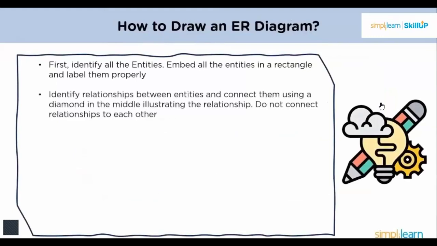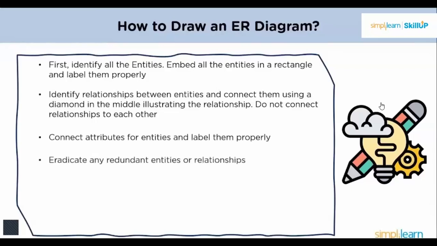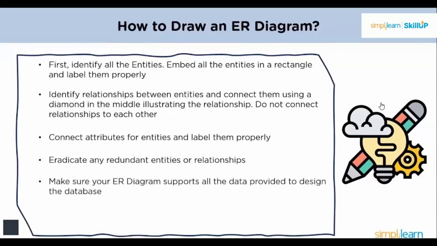Identify relationships between entities and connect them using a diamond in the middle illustrating the relationship. Do not connect relationships. Connect attributes with entities and label them appropriately, and the attributes should be in oval shape. Assure that each entity only appears a single time, and eradicate any redundant entities or relationships in the ER diagram. Make sure your ER diagram supports all the data provided to design the database.